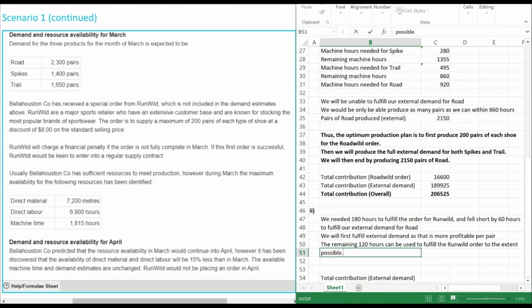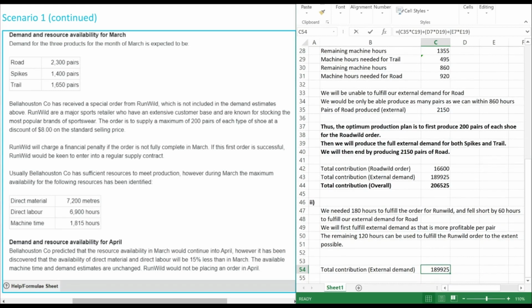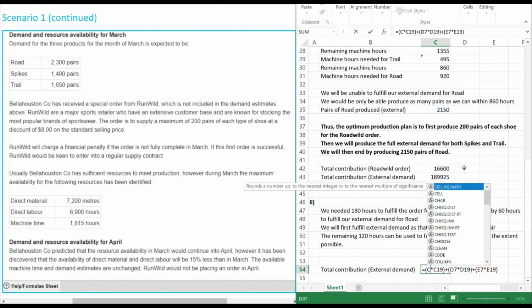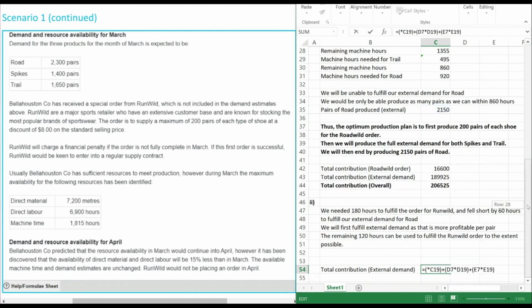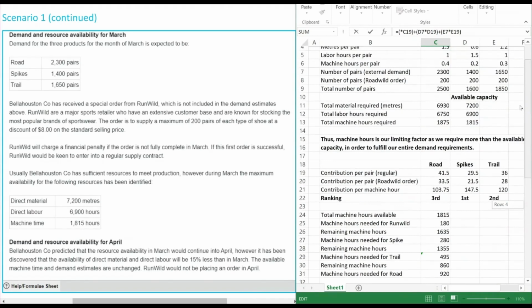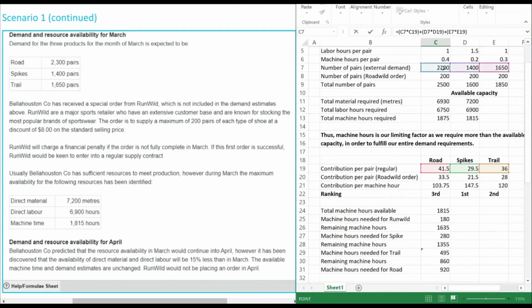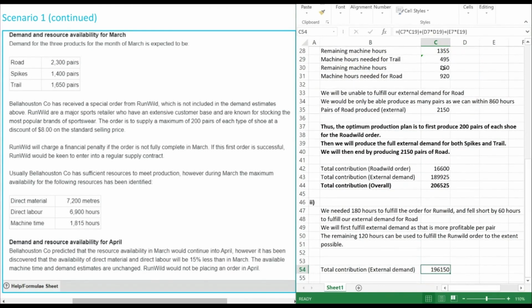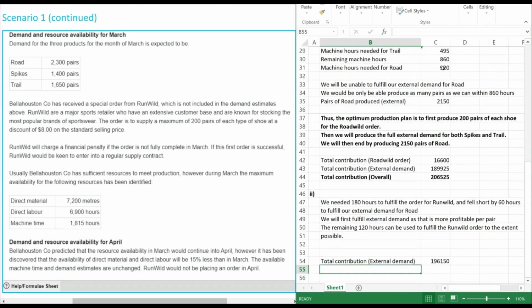Okay, so the total contribution for the external demand will simply copy our formula from here, but now we will replace one part of the formula. Instead of using 2,150 over here in the blue cell, we're going to fulfill the entire external demand. So we'll just go up here and take the 2,300 external demand. Now our total contribution becomes 196,150 for external demand.